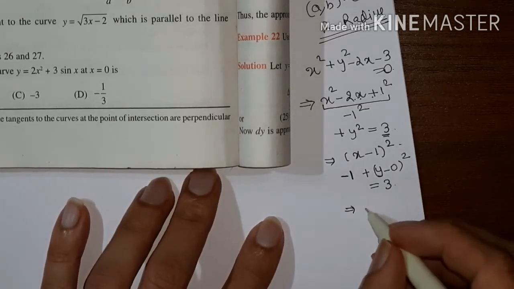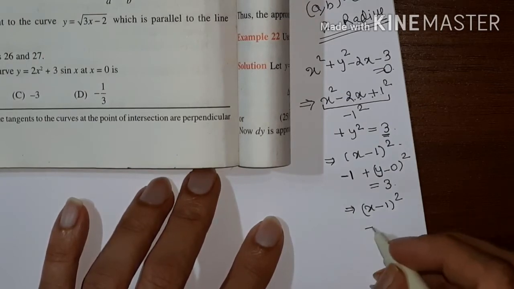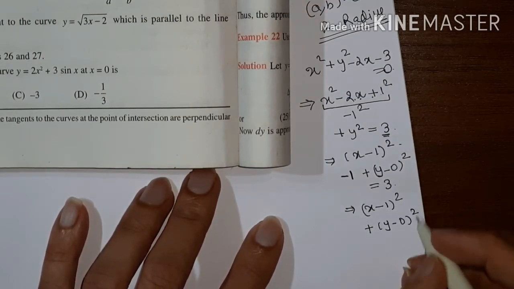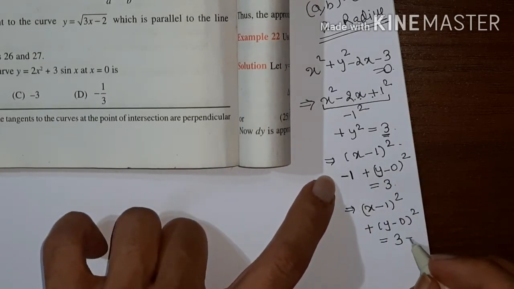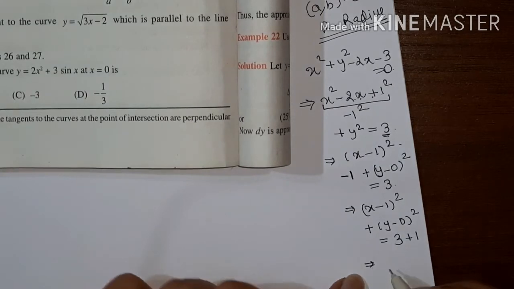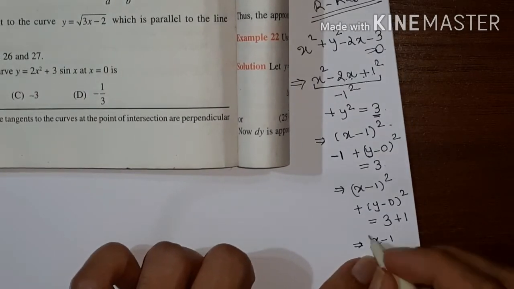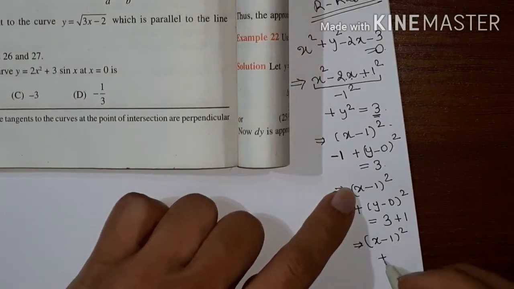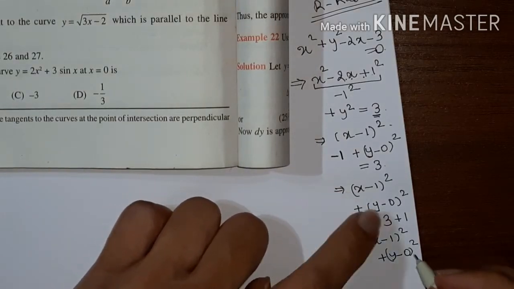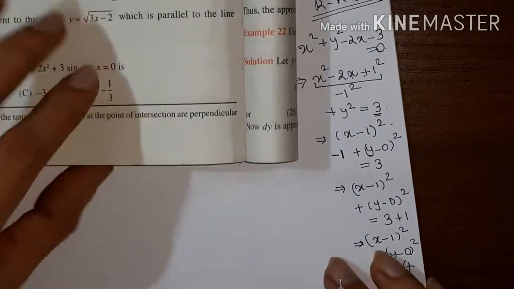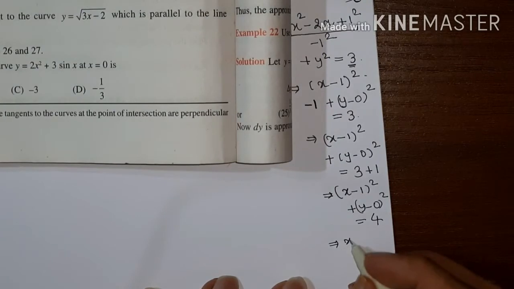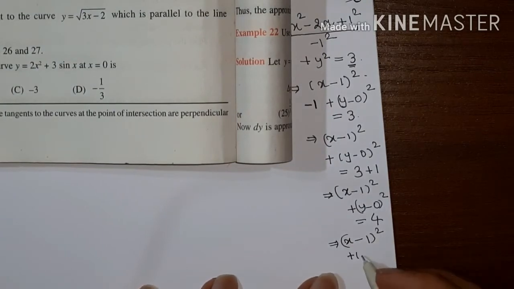So what you will get is x minus 1 the whole square plus y minus 0 the whole square equal to 3, and if we take minus 1 to the other side, it will become plus 1. So what we get is x minus 1 the whole square plus y minus 0 the whole square equal to 3 plus 1, which is 4. And so we can write this as x minus 1 the whole square plus y minus 0 the whole square equal to 2 square.